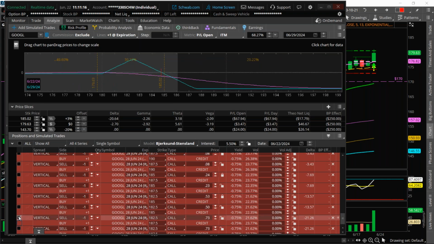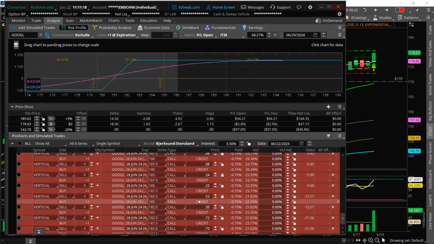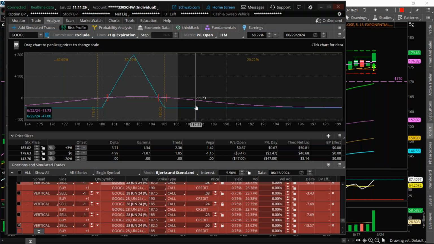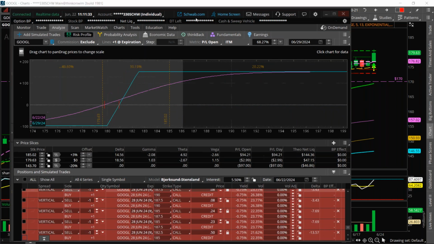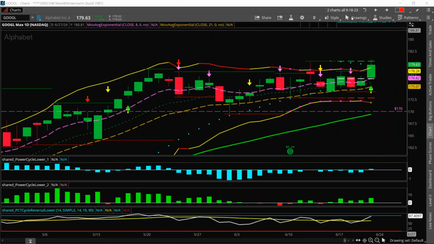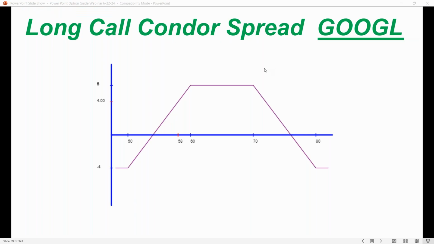Sorry, that's a broken wing butterfly. Let me get the, here it is right here. So we could shift it down to a butterfly and reduce our risk down to $47, $45. Okay, cut the risk in half if we needed to. So there are a lot of different things we can do with this structure if you just know how to use it and when to use it. All right, so that's another example there.